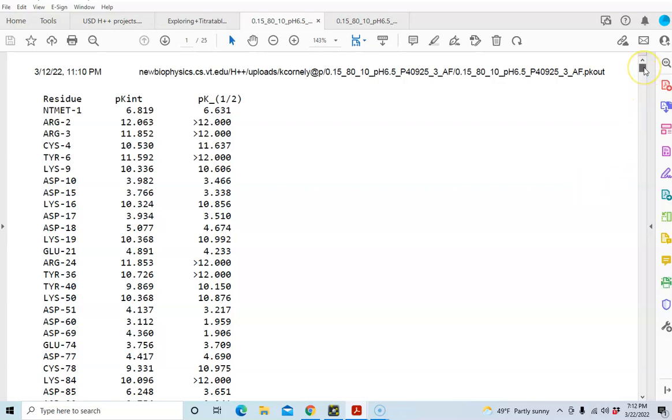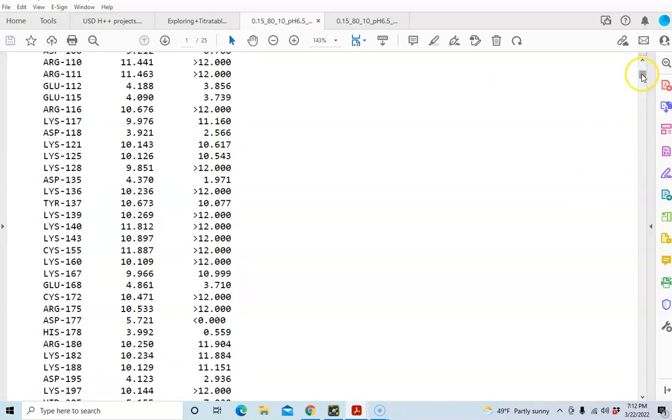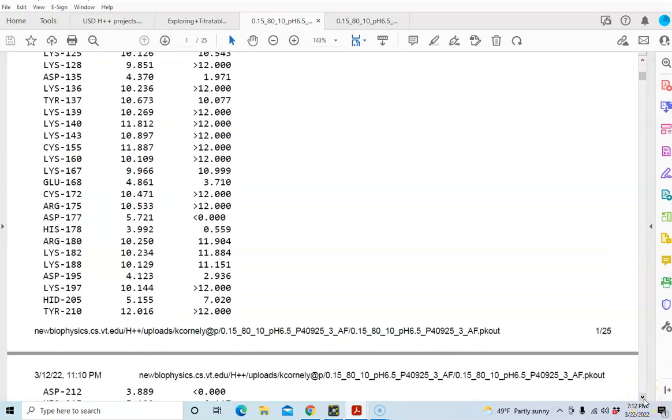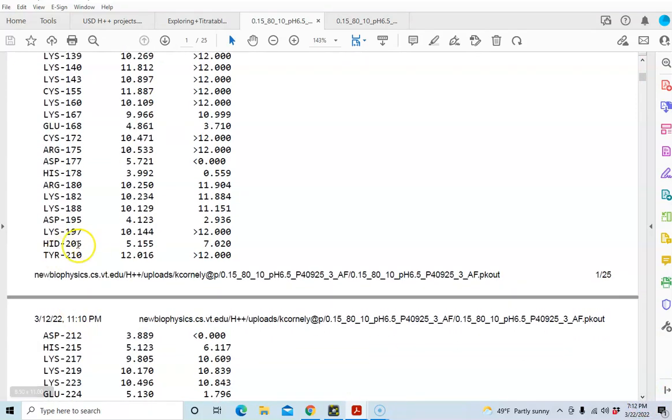I'm going to go to just a couple of amino acid residues for illustration. Here is histidine 205, and you notice that when you take into account the nearest neighbors, the pKa goes up by 2 units. The pKa of this histidine is 7.02. I'm interested in that because it's an active site amino acid residue, and I'm also interested in this aspartate, which I notice goes down quite a bit.